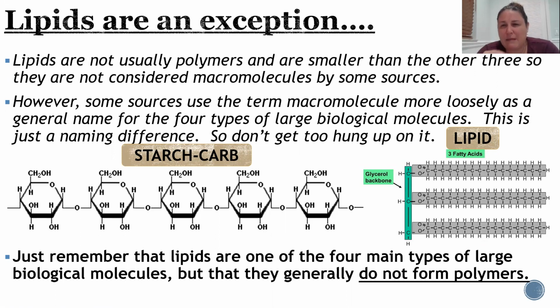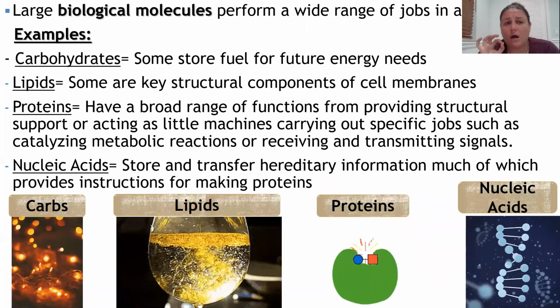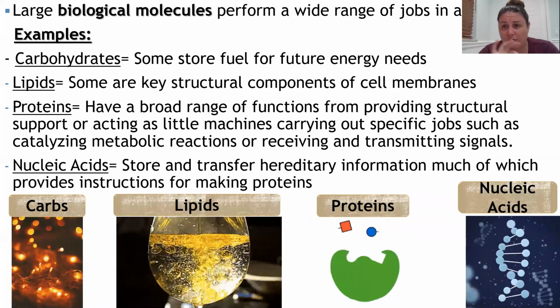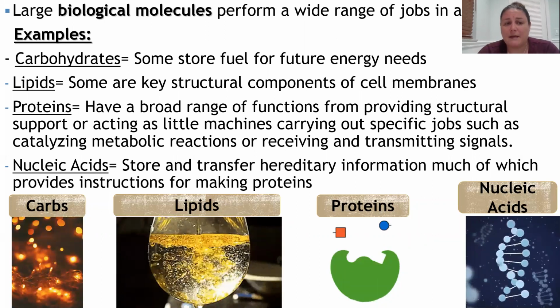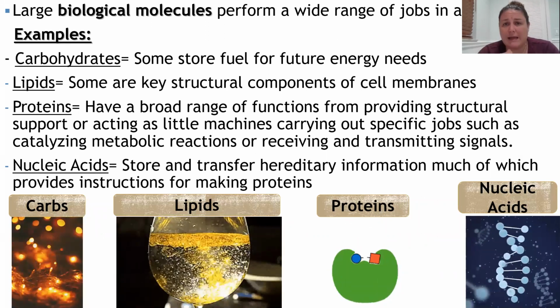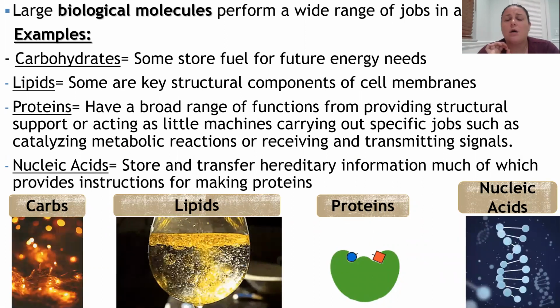They're not necessarily made out of smaller repeating parts, so they're kind of like our exception. But I do want you to remember that we do consider lipids one of the four main types of biological molecules, but they don't necessarily form what we call macromolecules or polymers. So again, our four types of molecules that we're going to talk about are carbohydrates, lipids, proteins, and nucleic acids, and they perform a wide range of jobs in our bodies.